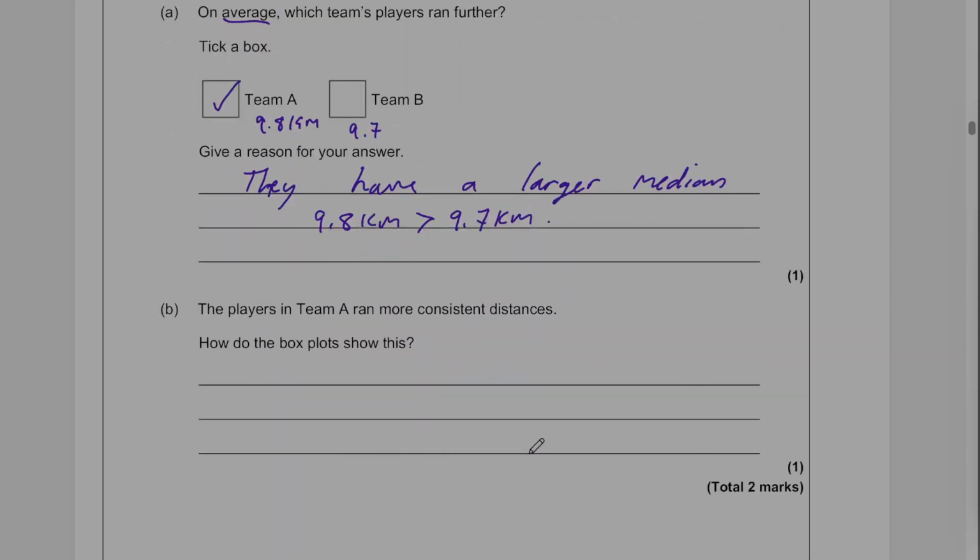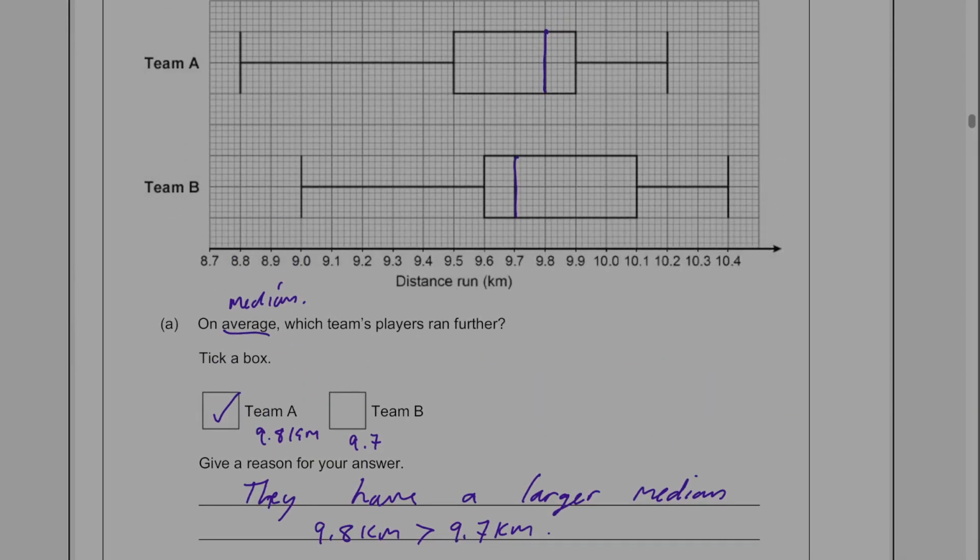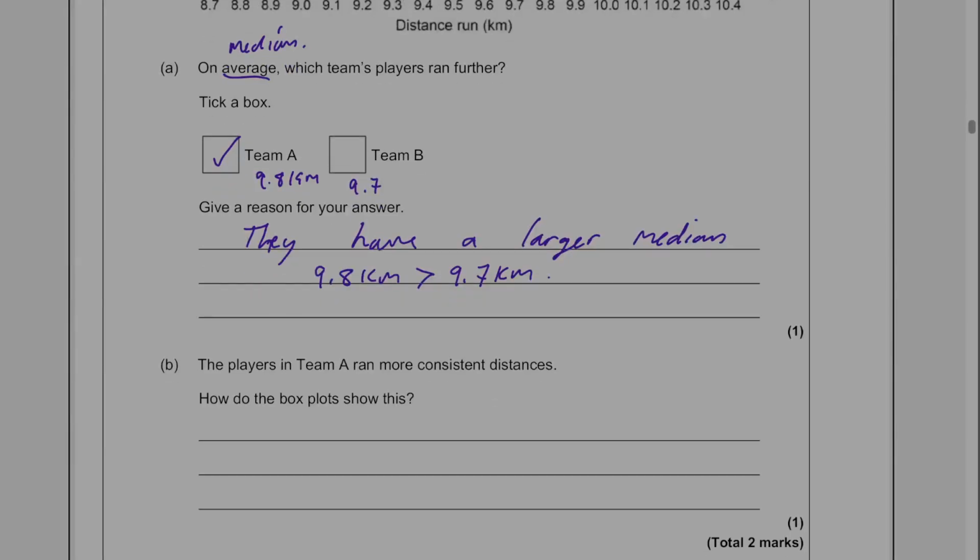Part B, the players in Team A ran more consistent distances. How do the box plots show this? So more consistent means a lower interquartile range. We're going to assume that this is correct. Right. The interquartile range supports this.